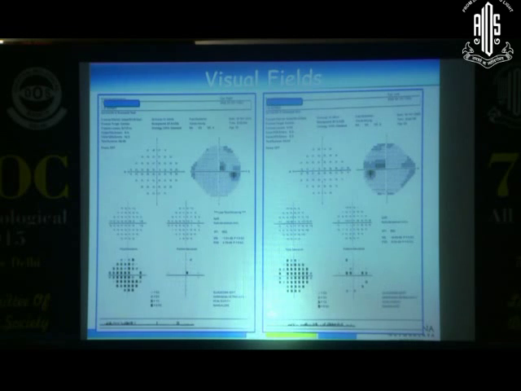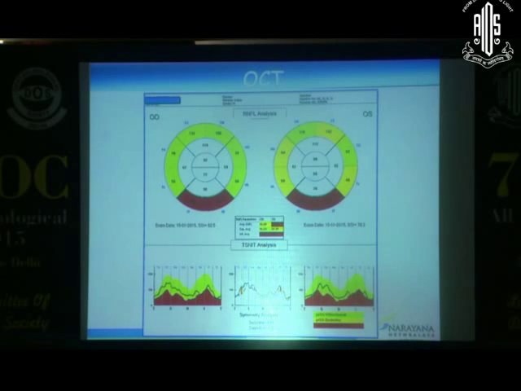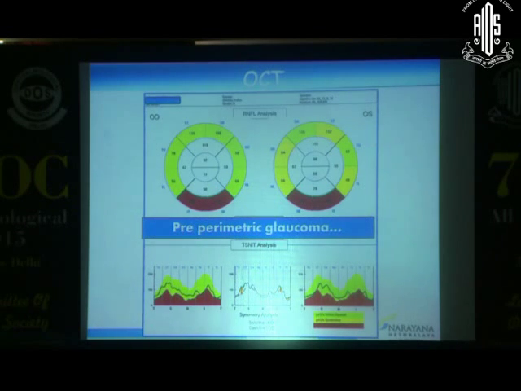We did an imaging for this patient. This is OCT. So I'm just giving you one image of the OCT. So you can make out that your clinical judgment correlates much more with the scan here than the visual fields. So what do we do here? This is a classical preperimetric glaucoma. Okay, very simple as that.